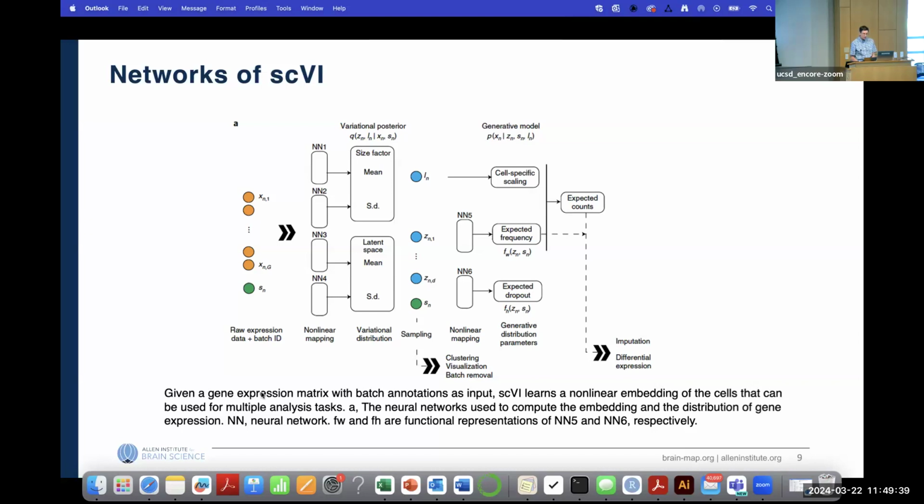Yeah, so here the steps say, given a gene expression matrix with annotations as input, this scVI learns a nonlinear embedding of the cells that can be used for multiple analyses. In A, the neural networks are used to compute the embedding and the distribution of gene expression.